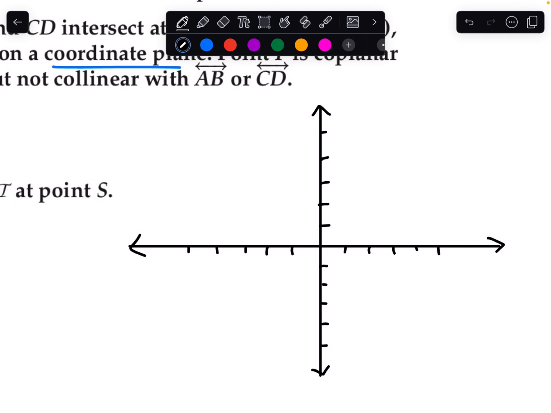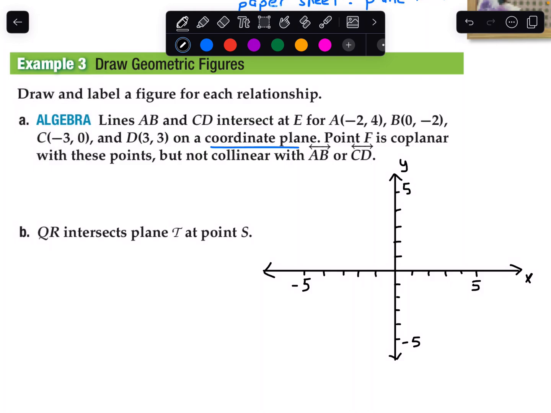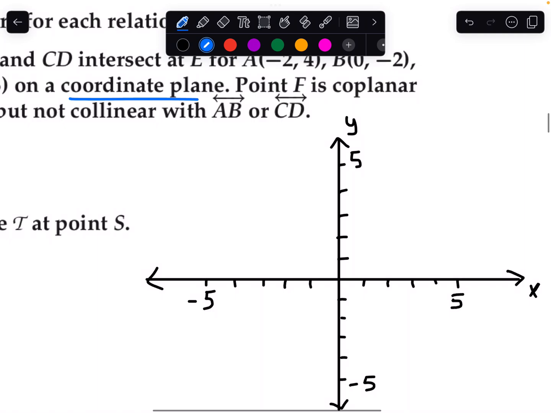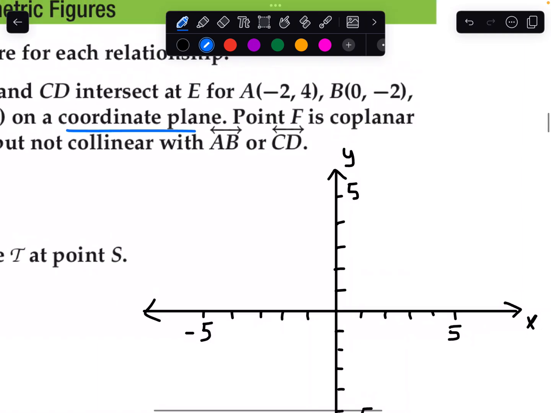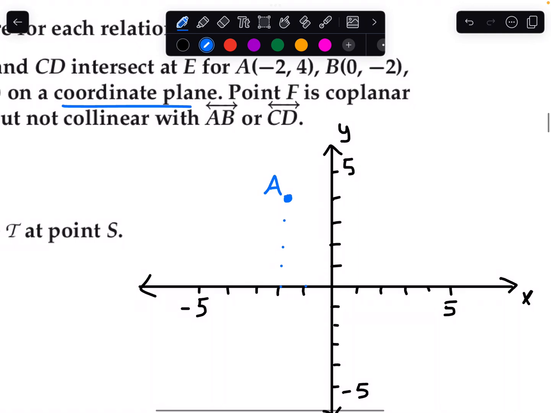We don't really need to label, but let's be thorough. Let's add just the outer labels there, the 5s and -5s. And this is our X, this is our Y. Keep the algebra teachers happy. So point A then will be at -2, 4. Over 1, 2, 1, 2, 3, 4. Right there is A.